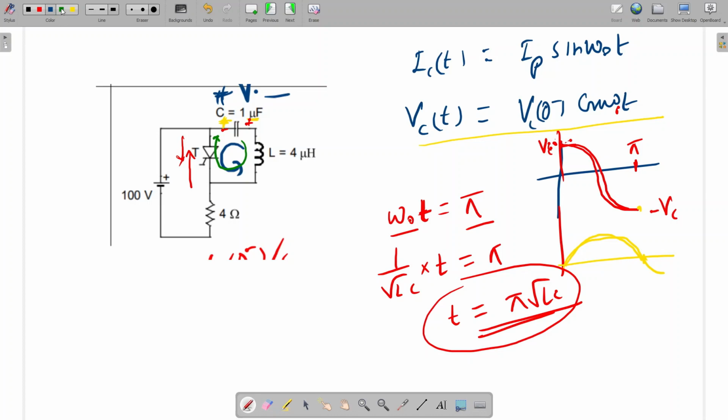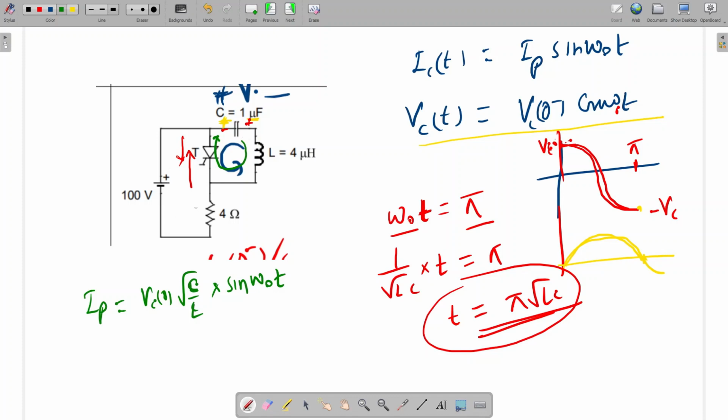So how can we calculate this? Again, this peak will be the same. So I peak will be Vc0 under root C by L into sine omega naught t. Okay, this is the current for this one.